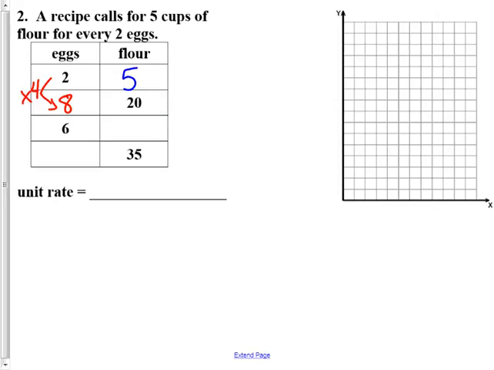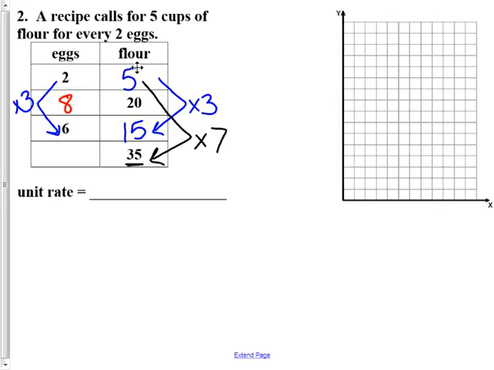I could use bridge maps for all of these, but I could continue to use relationships that I can see in order to finish this ratio table. For example, if I use 6 eggs, that's 3 times as many as using 2 eggs. Therefore, I would need to use 3 times as much flour. I would need 15 cups. If I wanted to use 35 cups of flour, that is 7 times as much as 5 cups of flour, and therefore I would need to use 7 times as many eggs as 2. So I would need 14 eggs.